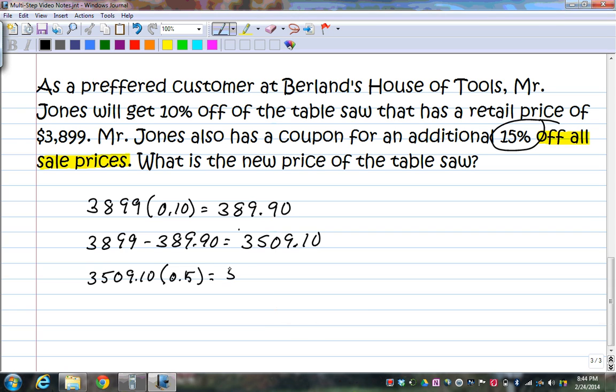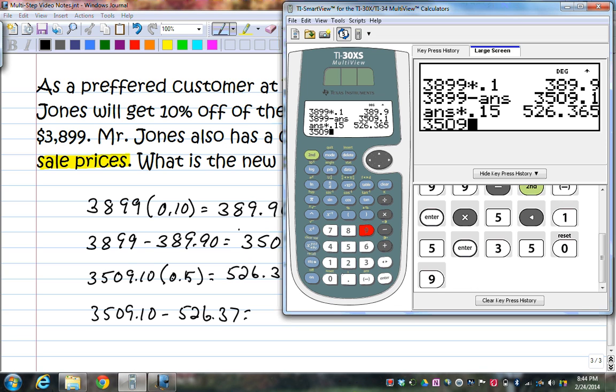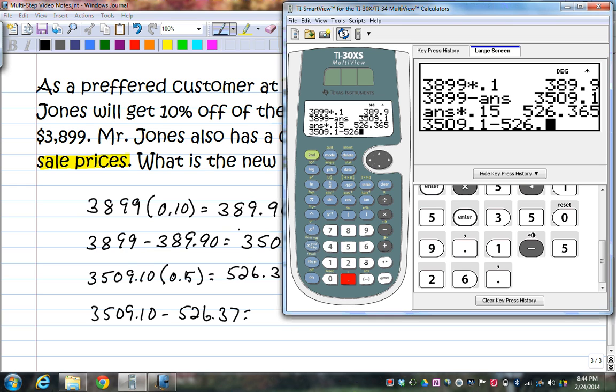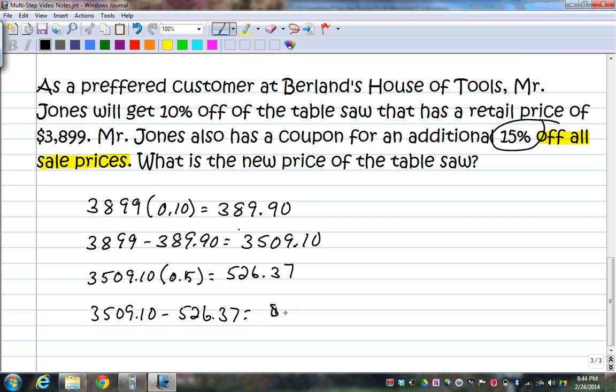Is 526.365. So that would be 526.37 in additional savings. So I would take 3509.10 minus 526.37. So I'm going to take 3509.10 and we subtract the 526.37, and the price that I would actually be able to buy the saw then is $2,982.73. Again, this one's tricky.